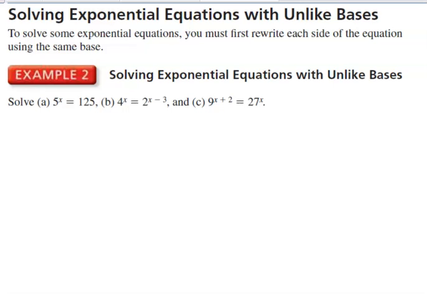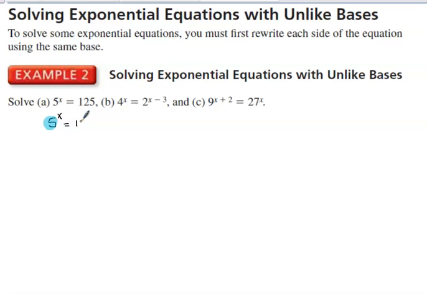Solving exponential equations with unlike bases. So in example A here, I have x in an exponent. On the left, the base is the number 5. So on the right, what I need is 5 to some power. But that's not what we have.